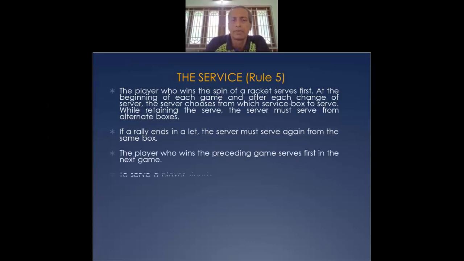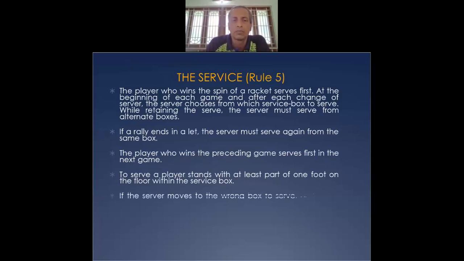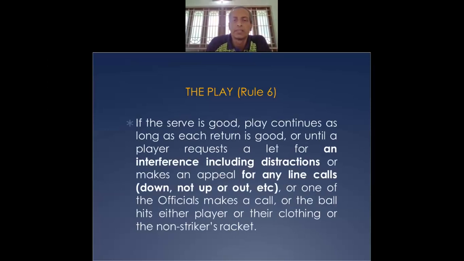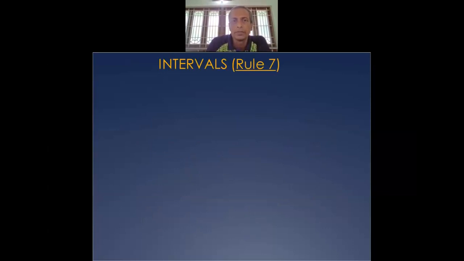And at the end of a rally, the player who wins the rally has to alternate between the boxes. And if he loses, the other guy gets to choose from which box he can serve first, and he has to alternate after that. The play continues as long as the service is good, as long as the balls are good, whether the ball is up, the ball is not down, and the ball remains within the play area, then the play continues.